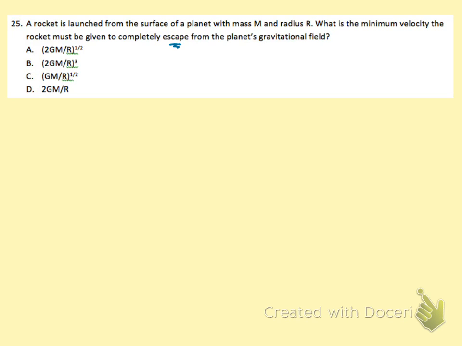All right. So for the escape velocity, we could say that the rocket initially has a kinetic energy plus a gravitational potential energy initially. And that's going to equal its kinetic energy and its gravitational potential energy at infinity. Now we're saying its kinetic energy at infinity should be zero. That should go to zero. It should have no more velocity once it gets to infinity.